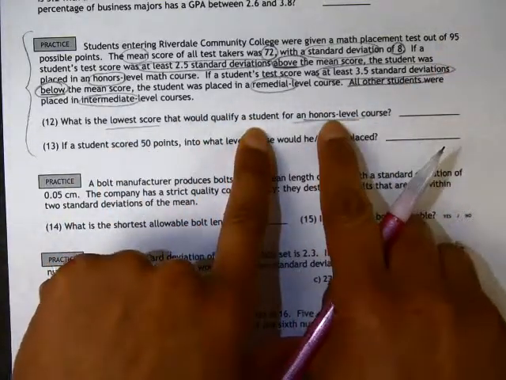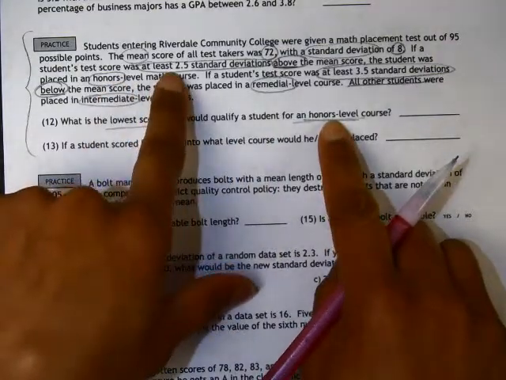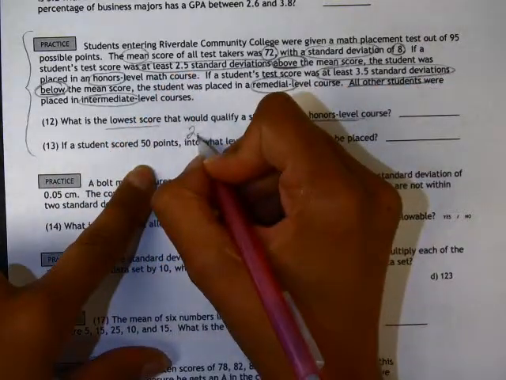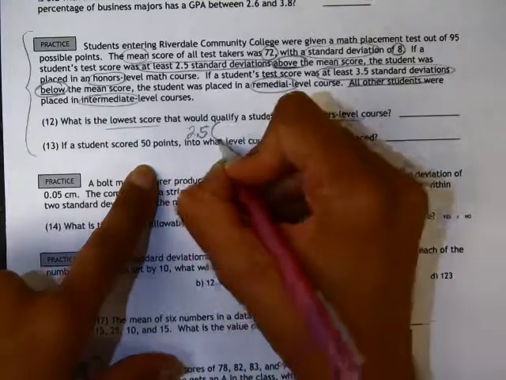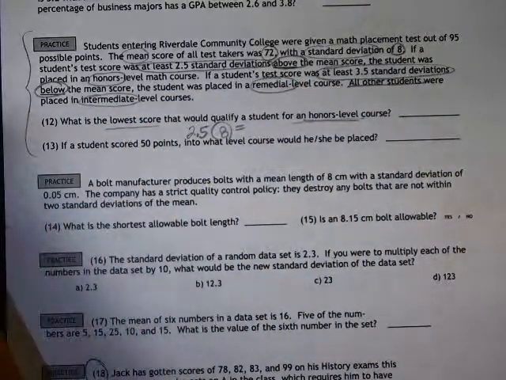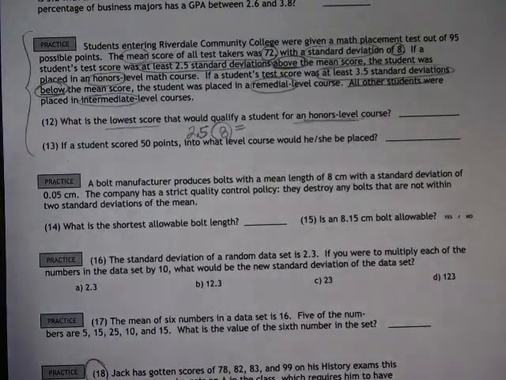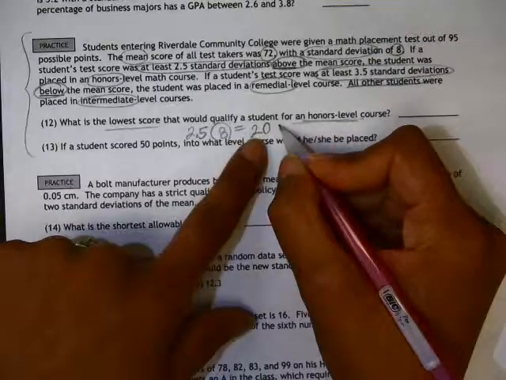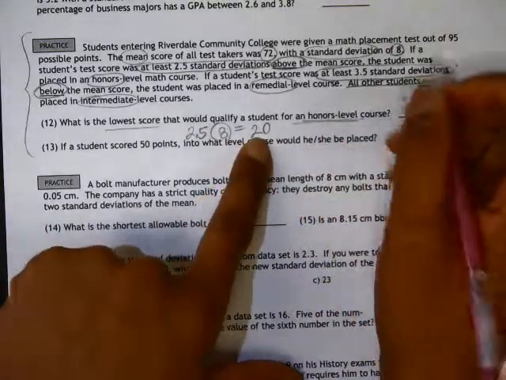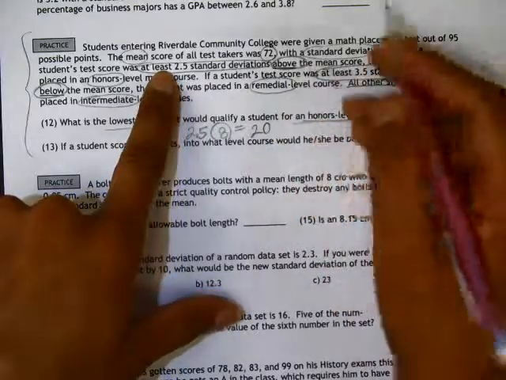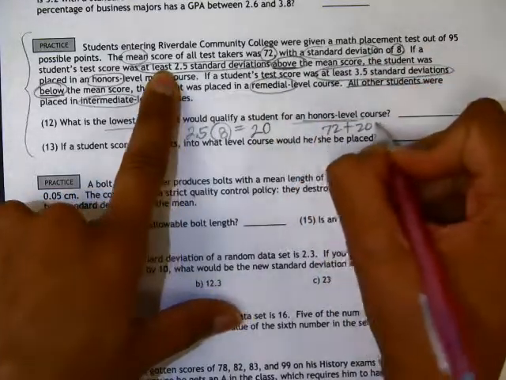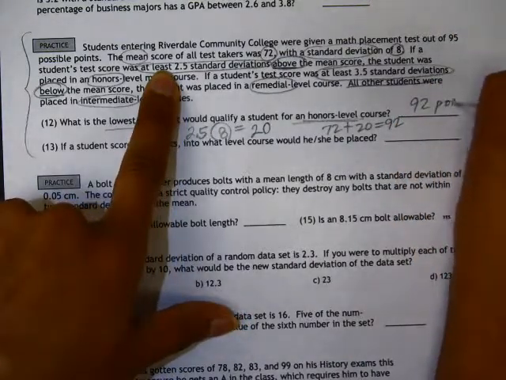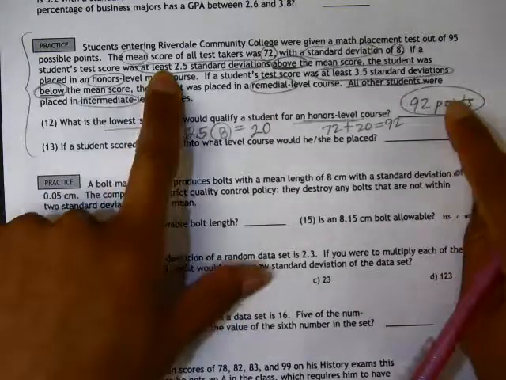So the requirement there to be in an honors course is you have to have at least a score of 2.5 standard deviations above the mean. So let's first calculate what is 2.5 standard deviations. 2.5 times 8 is 20. And if we add that on to the mean, because we need to be 2.5 standard deviations above the mean, 72 plus 20, then you get a score of 92. So 92 points is the minimum score you would have to get into honors.